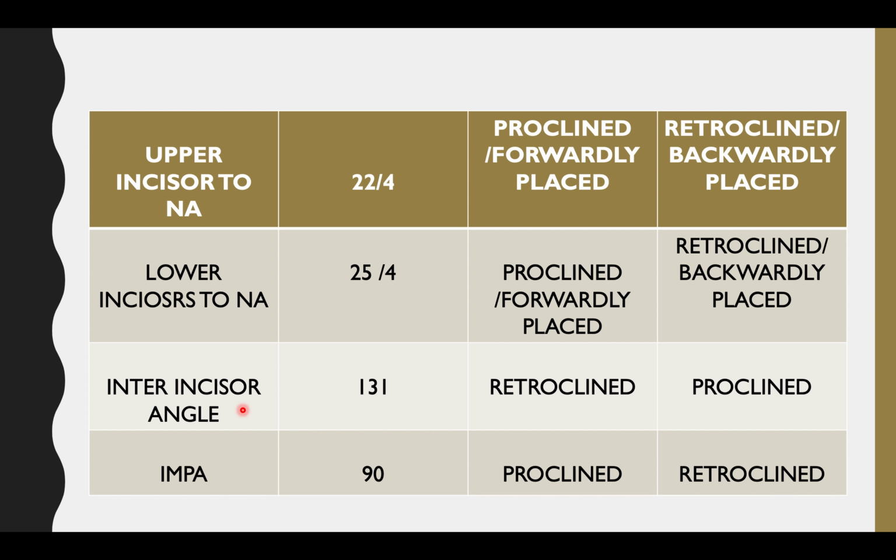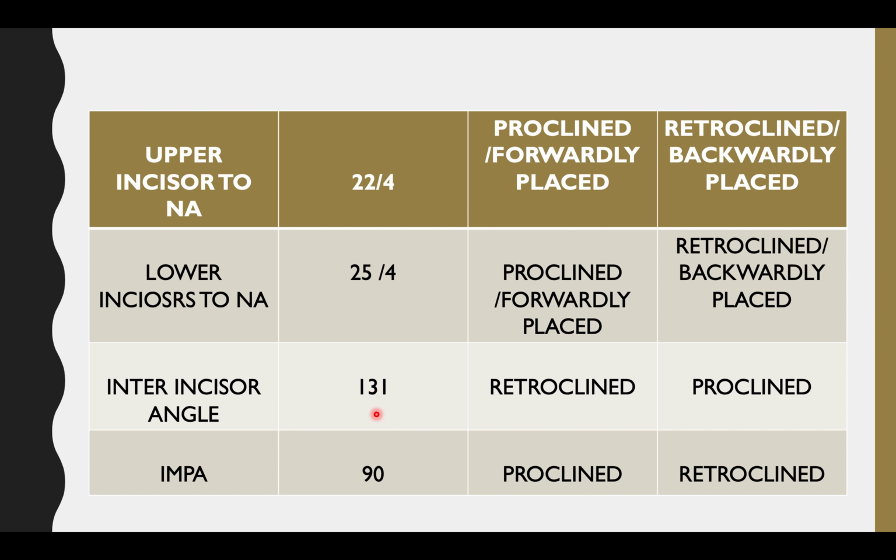And the interincisal angle, the angle between the long axis of your upper incisor and the long axis of your lower incisor, it should be of 131 degrees. Okay, so many questions can be asked regarding this interincisal angle.